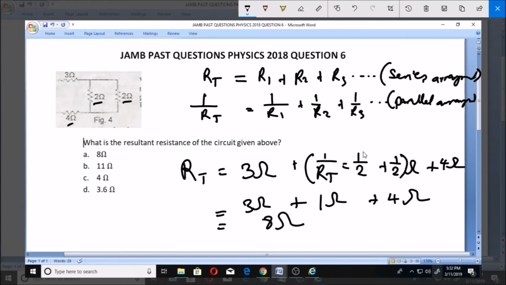Very, very simple. You can also do it one by one by just finding this and this. These are in parallel. So you can have 1 over 2 plus 1 over 2, which is 1. Inverse of 1 is still 1. So that you will now have 3 ohms plus 1 ohm, because this and this is 1. Then plus 4 ohm, which will still give you 8 ohms. So the right answer here is 8 ohms.